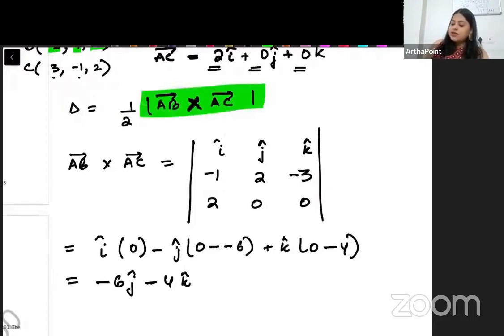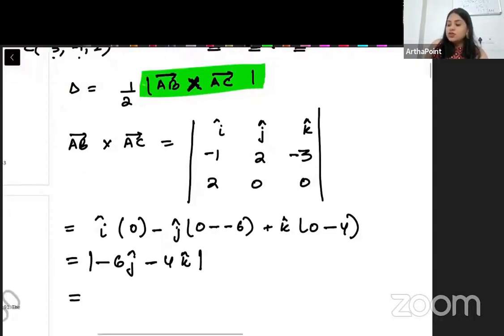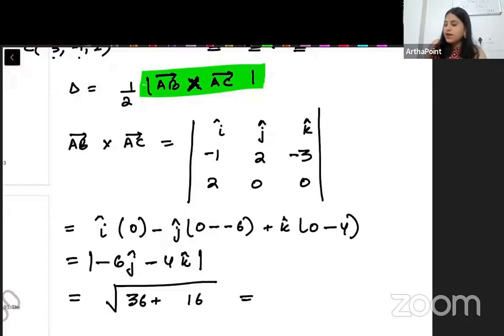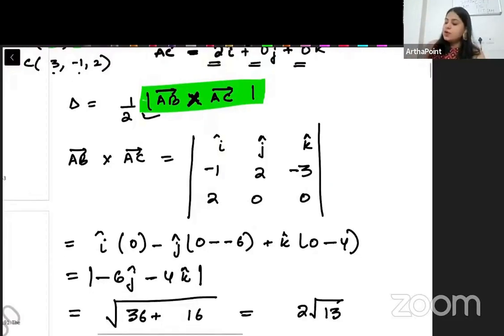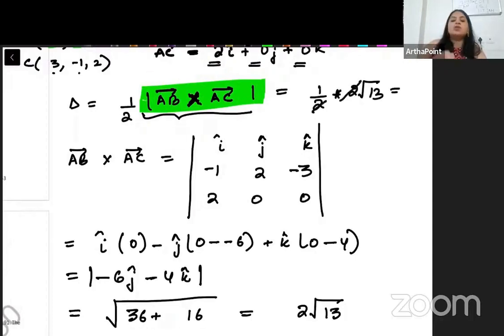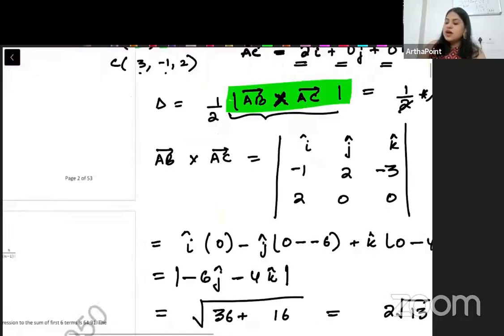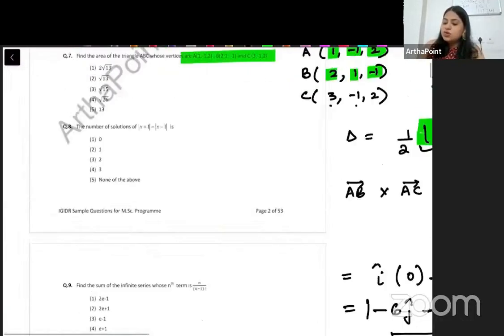So if I want to find its magnitude, में क्या करते हैं? You square the coefficients and find the under root. So if I add 36 and 16 together and find the under root, this will be 2 root 13. So beta, this is the value I've got, 2 root 13. So the answer to this question will be half of that, which is root 13.